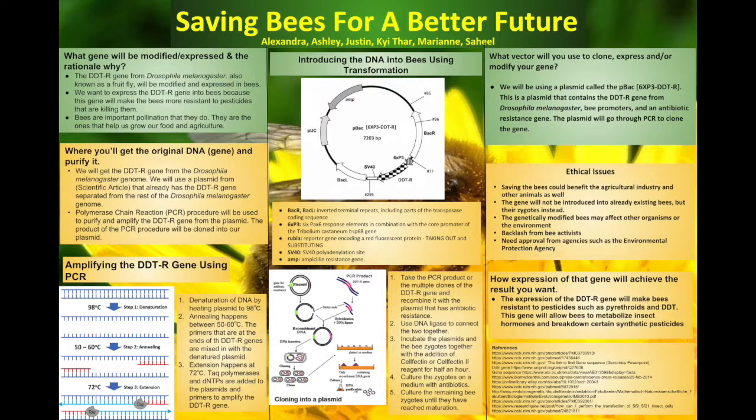The process of removing the gene, amplifying, modifying, and inserting it into the bee zygotes will not harm existing bees, which will instill confidence and peace of mind to bee activists. If this project is successful, the pesticide-resistant bees can benefit other organisms and the agricultural industry.